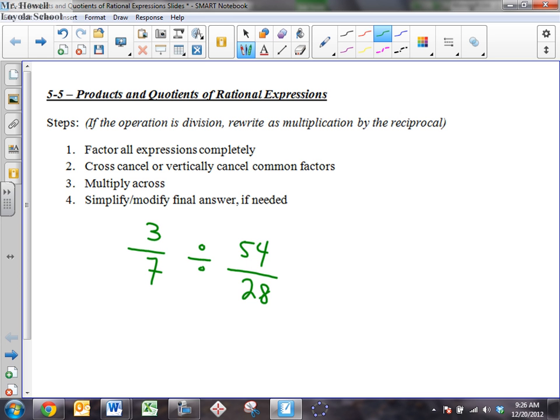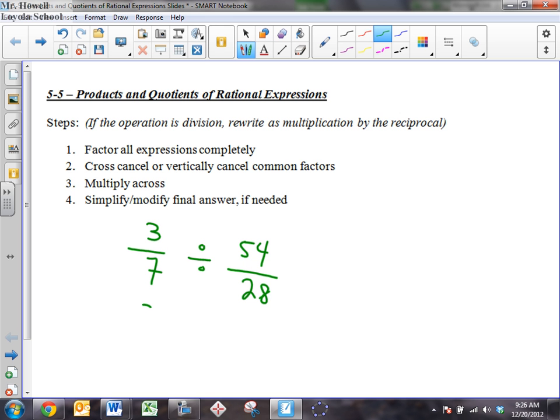All right, let's take a look at this example. Very basic, this is numerical, no variables. But we're going to look at this and apply it to exactly what we're going to do with variables. So this example is going to be identical to what we're going to do with variables, the steps. The first step: if the operation is division, we write it as multiplication by the reciprocal, which you should know by now. So we simply flip the right-hand side.